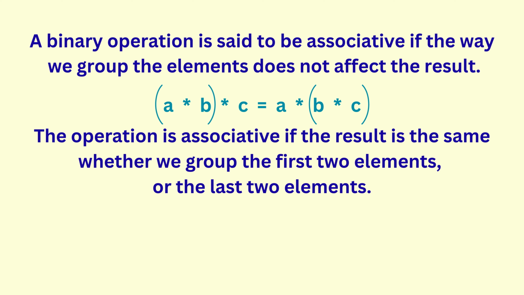Notice that in this property, we're not changing the order of the elements, like we did in the commutative property. Instead, we're changing the grouping by simply moving the brackets. Let's look at an example with addition of real numbers.